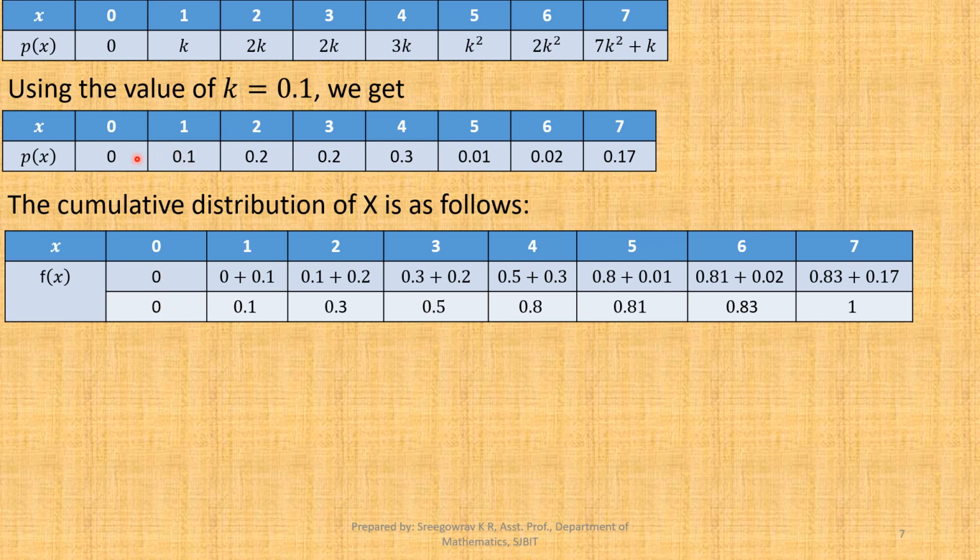For the second value, 0 plus 0.1, that is 0.1. Next, the answer plus the next value, that is 0.1 plus 0.2, 0.3. Next, answer plus next value, that is 0.5. Answer plus next value is 0.8. Answer plus next value is 0.81. Like that, successively you add the values, and the final answer should be equal to 1. Then only can I say this is the cumulative distribution table.